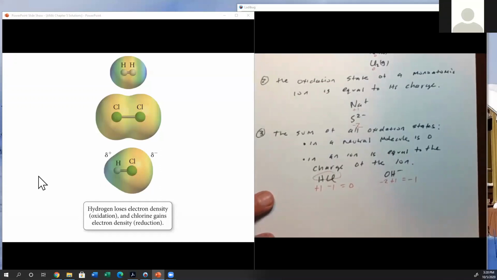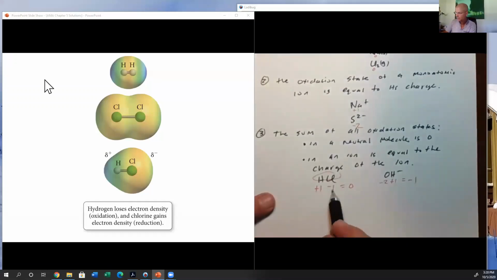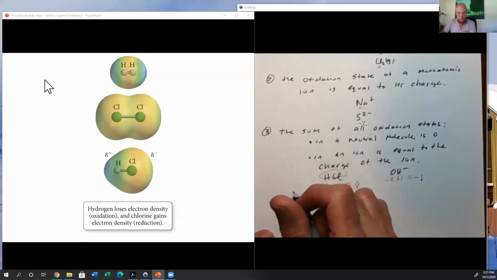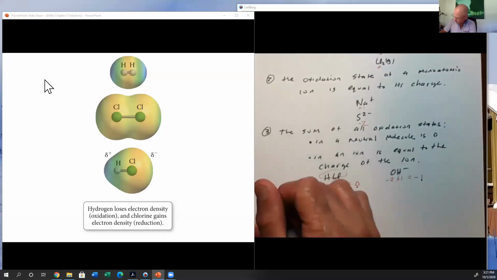So notice that the oxidation states for a neutral molecule add up to 0. For an ion, they add up to the charge of the ion. Okay? And then rule 4.